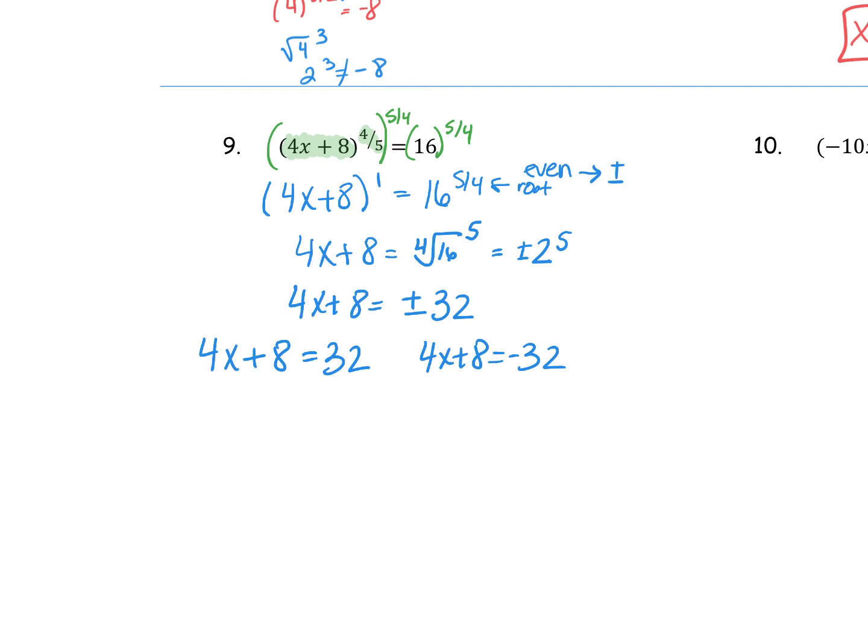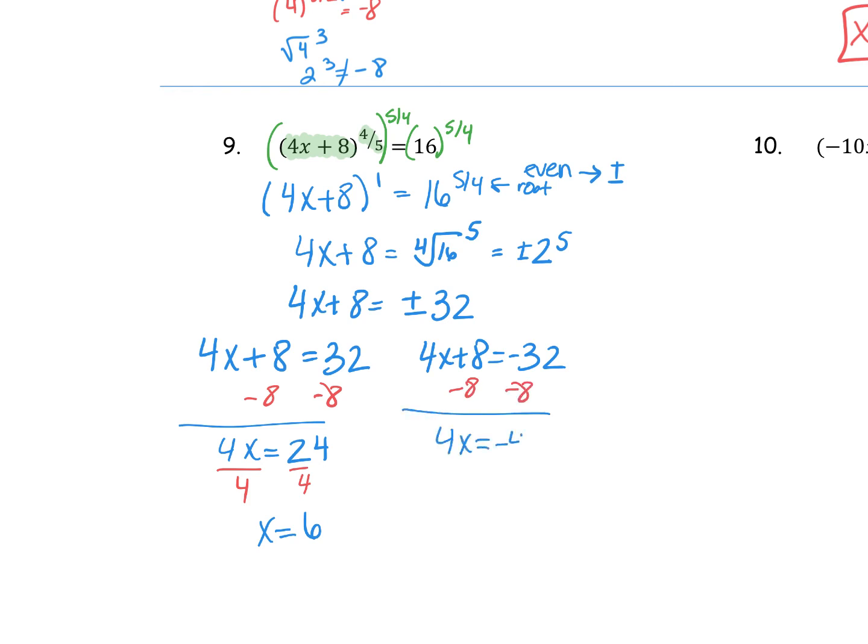So just like when we took square roots when we were solving quadratics and we got plus or minus, when we take a 4th root, it's going to be the same idea. So let's finish solving these. So I'm going to minus 8. 24, divide by 4. So one of my solutions is potentially 6. And so I'm going to get 4x equals negative 40. And so x equals negative 10.